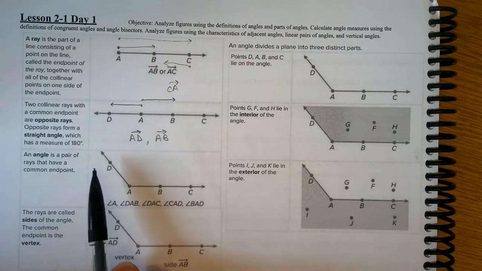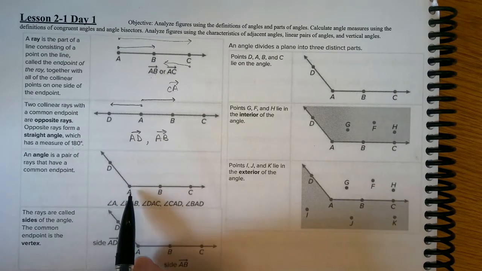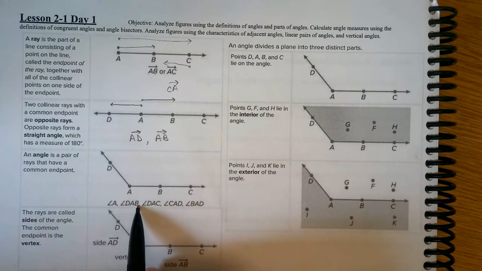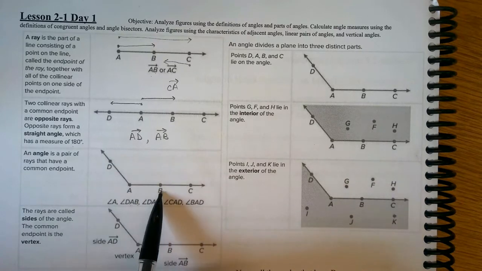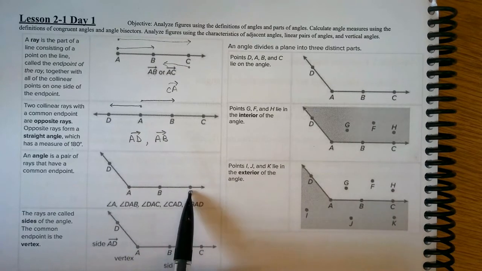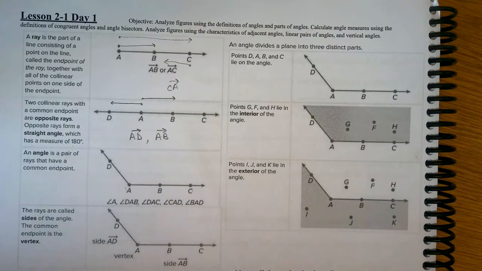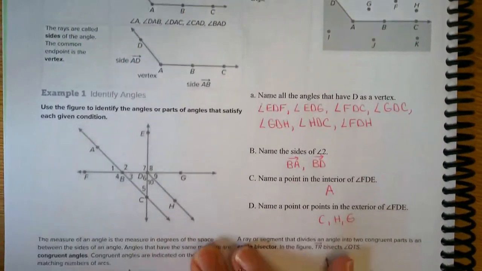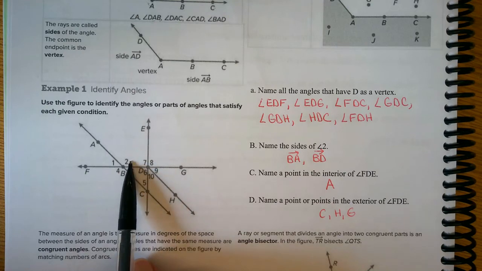This is an example of an angle. There are several ways you can name an angle. You can use the vertex. So angle A is the vertex. You can use 3 points as long as the vertex goes in the middle. So angle DAB or DAC, and then you can also go in the other direction, CAD and BAD. So it's important that the vertex goes in the middle. You can also name an angle using a number. So like down here, they say angle 2, and I could use this as my angle.